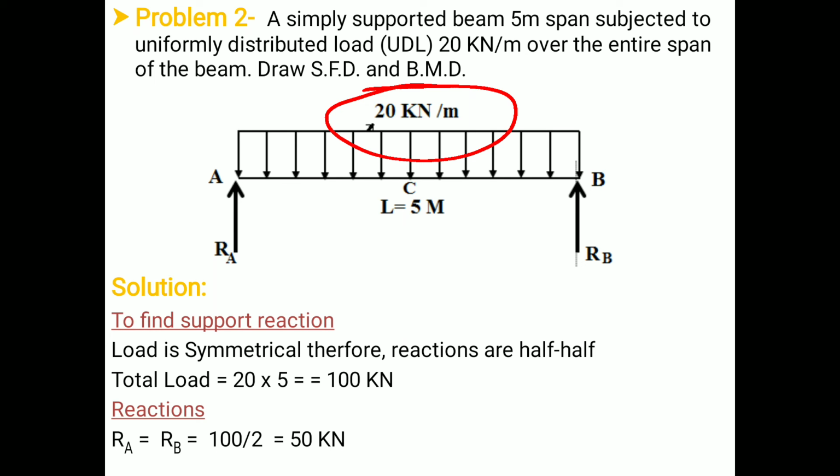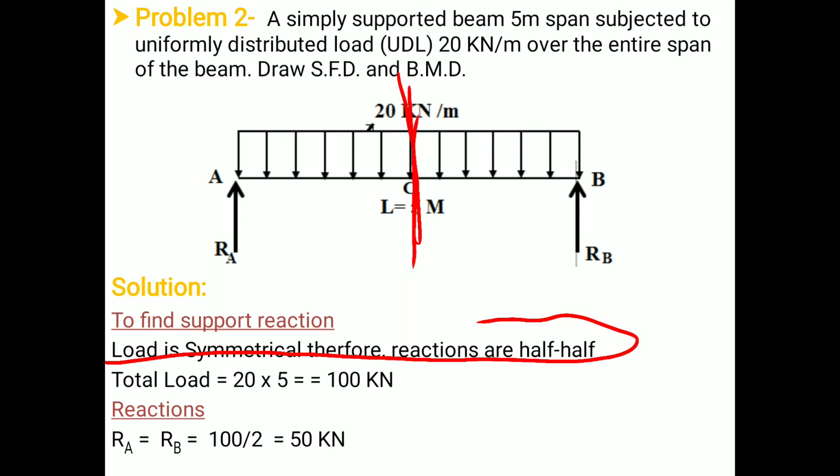As discussed in the earlier problem, the first step is to find the support reactions. Either you find the support reactions by visual inspection or by using the equilibrium conditions. If you observe the system carefully, this load is uniformly distributed over the entire span and it is symmetrical about the y axis. Therefore as the load is symmetrical, the reactions are half. Now how are the reactions half?